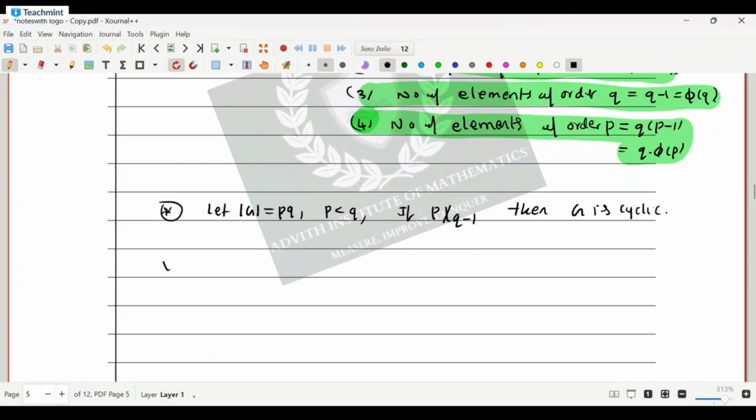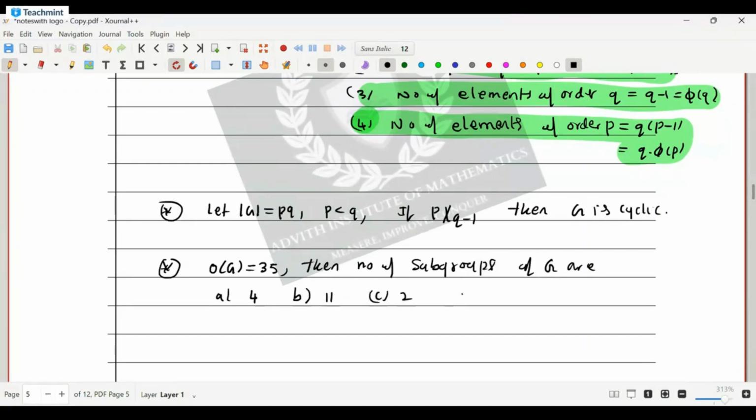ఇప్పుడు చెప్పండి సార్ దీనికి. సపోజ్ ఇది ప్రీవియస్ CSIR క్వశ్చన్, order of G is equal to 35, then number of subgroups of G are, options are 4, 11, 2, 30, this is 10.